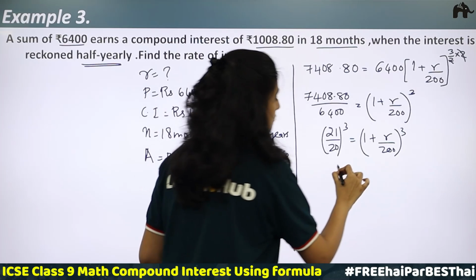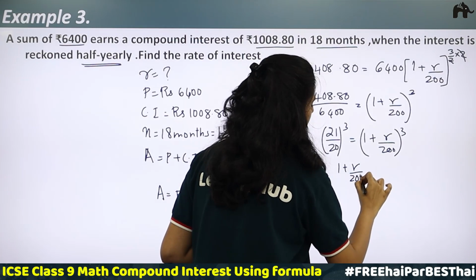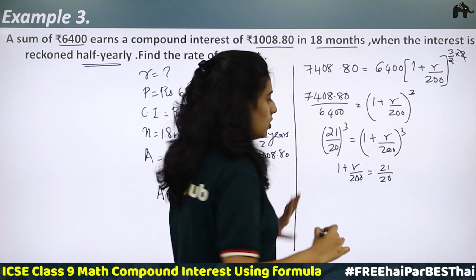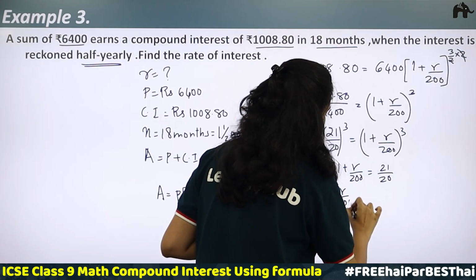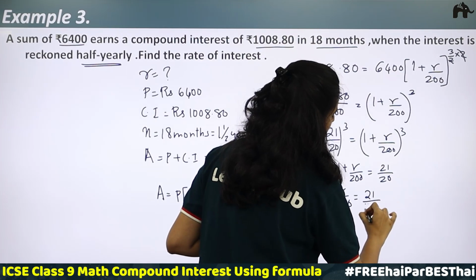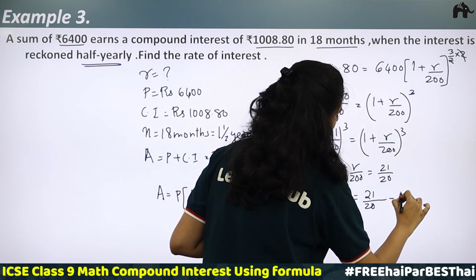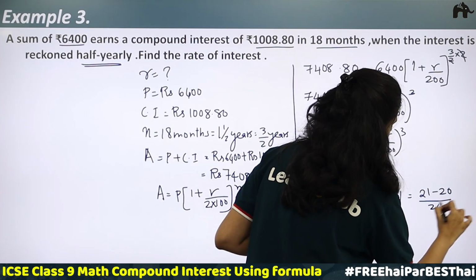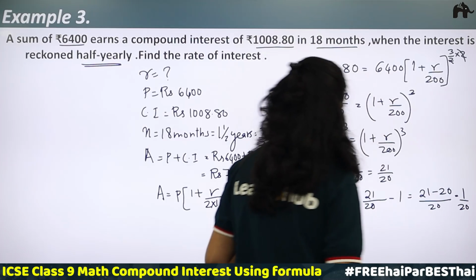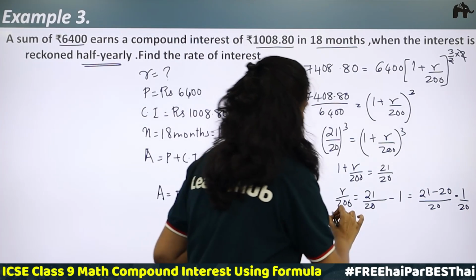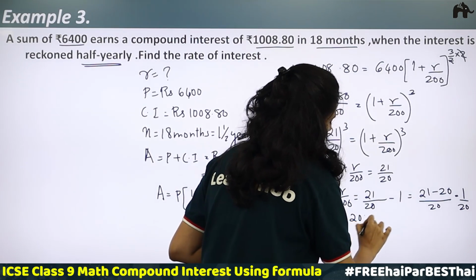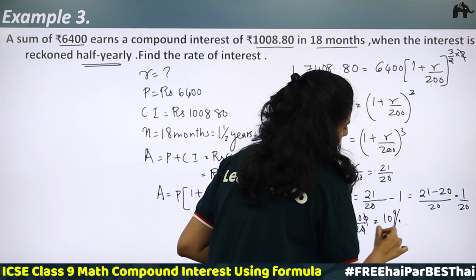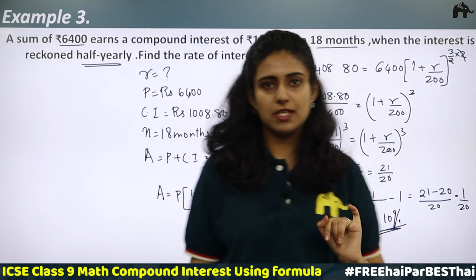What does it mean? 1 plus R by 200 is equal to 21 by 20. Now, from this you can find what R is. R by 200 is equal to 21 by 20 minus 1, which is 21 minus 20 divided by 20, equal to 1 by 20. Then what is R? R will be equal to 200 divided by 20, cancelling zeros, you will be getting 10%. Therefore, the rate of interest is 10%.